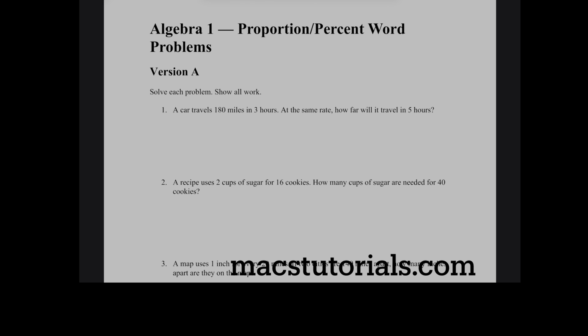Hey everybody, it's Mac here, and we are going to do word problems because word problems are fun, except that they're not. But I think when people do word problems, they kind of relate to the proportion ones a lot. So hopefully you guys are going to feel really good about these.